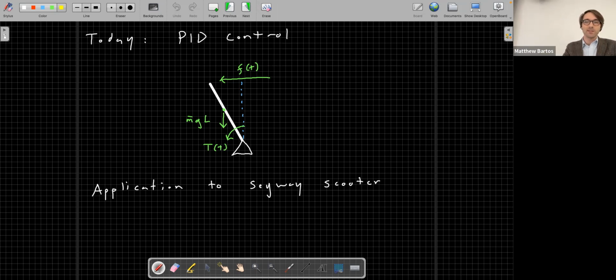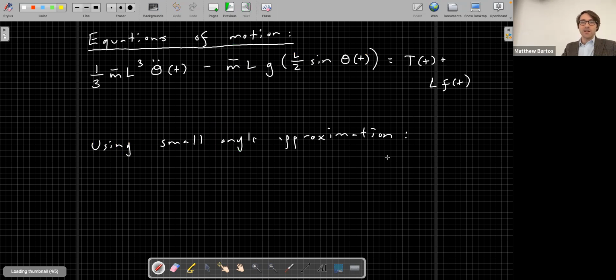Okay, so this here is our disturbance. Some disturbance being applied to the top of the scooter. T of t is our control, exactly. So this is the actuator force, our actuator torque output by the motor. This is what we're trying to control. Okay, so we derived the full equations of motion for the Segway scooter. Unfortunately, what's the problem with this system here? It's nonlinear because of the sine theta t term.